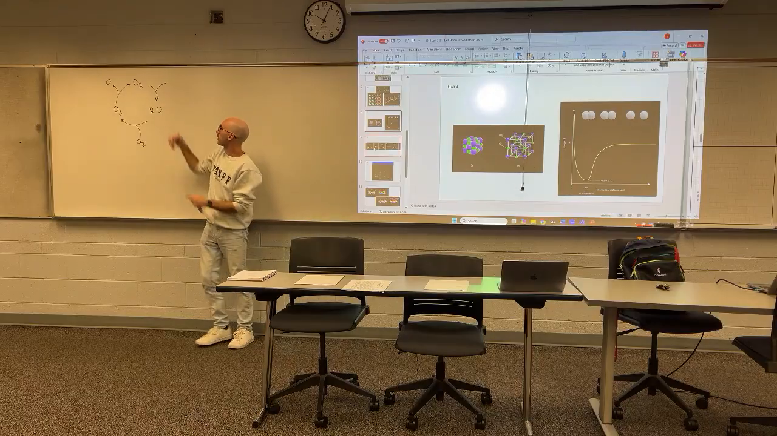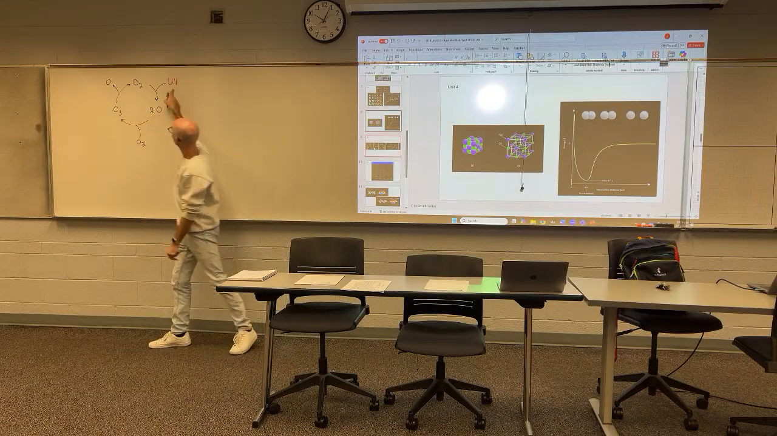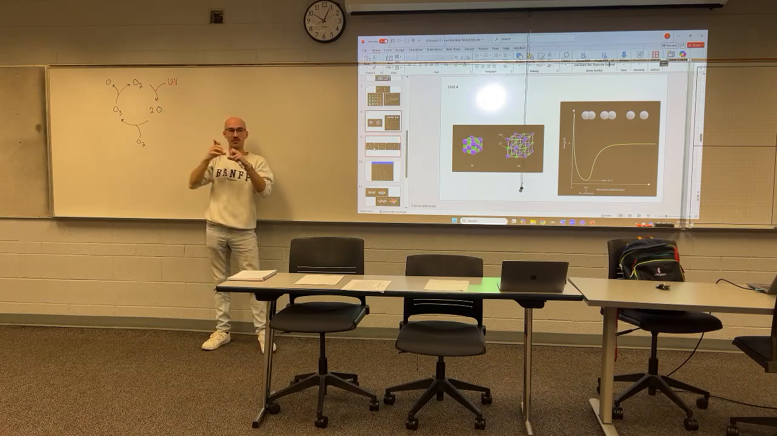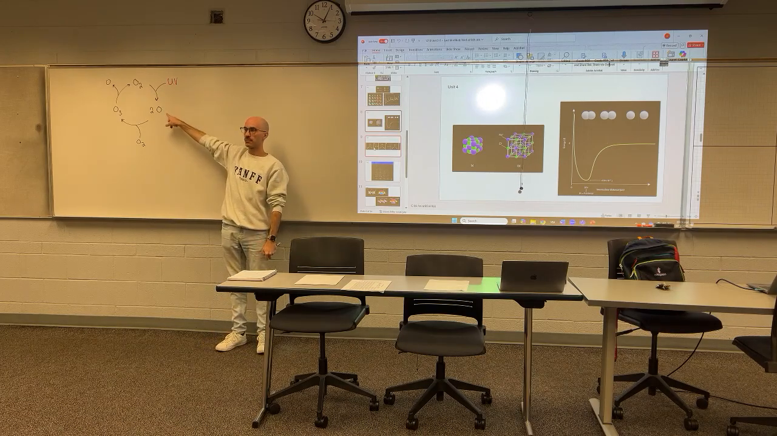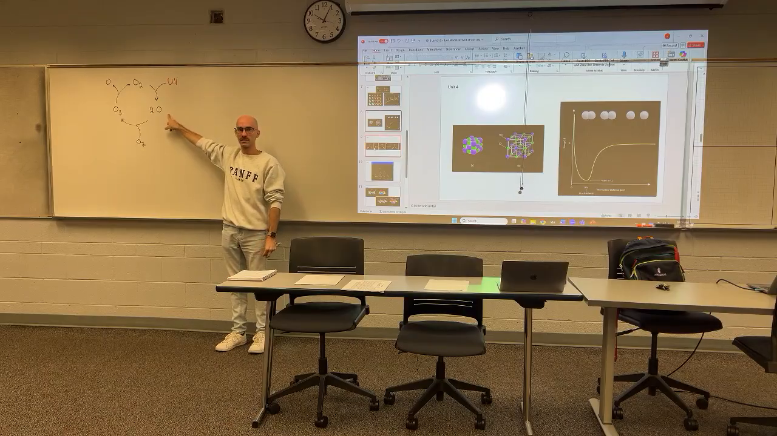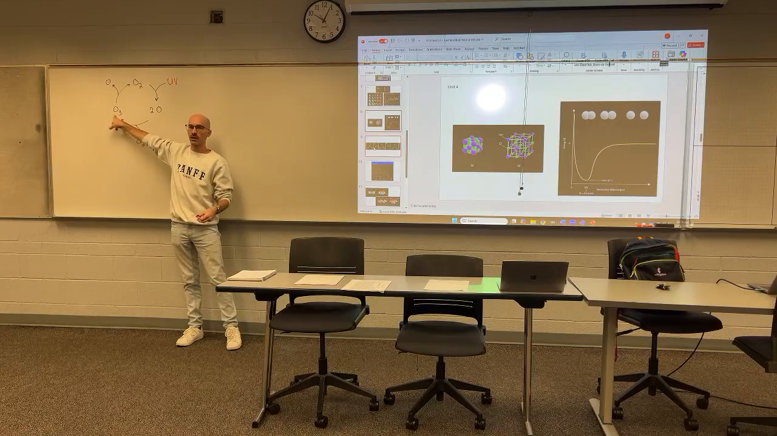What I haven't shown here is that this is where UV light comes into play. This is the ultraviolet light that splits apart your diatomic oxygen and creates these radical oxygen species that can then react with more diatomic oxygen, the oxygen we breathe, to make ozone, which is not the oxygen you breathe.